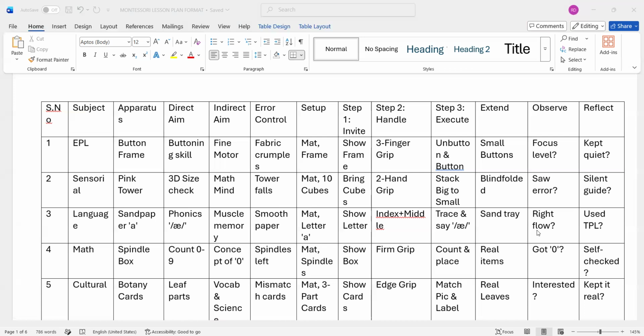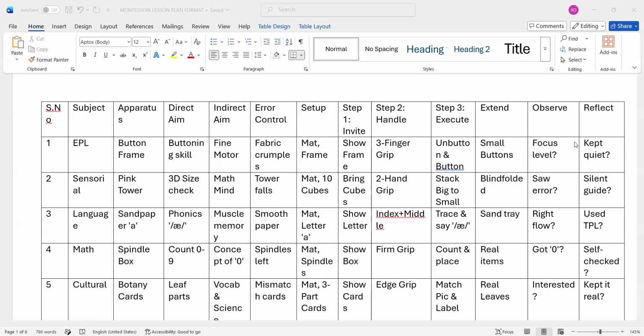So we focus on the skills which are being developed after using these direct materials. The skills that develop in children after using these direct materials, we will mention in the indirect aim, like the buttoning activity. The buttoning skill is the direct aim that a child must learn. Direct aim means the thing which happens practically, the thing which is seen with the naked eye of everybody. Indirect aim is the ability which the child is going to develop after achieving that skill.